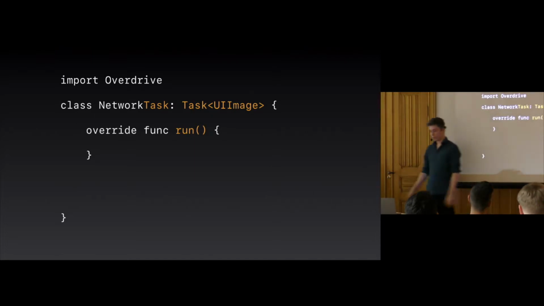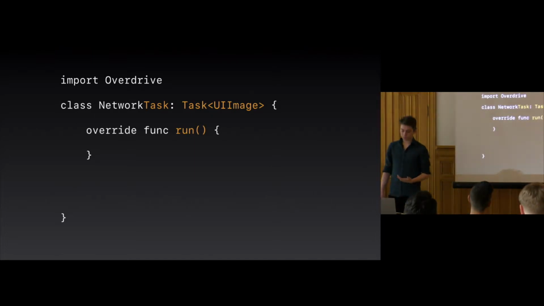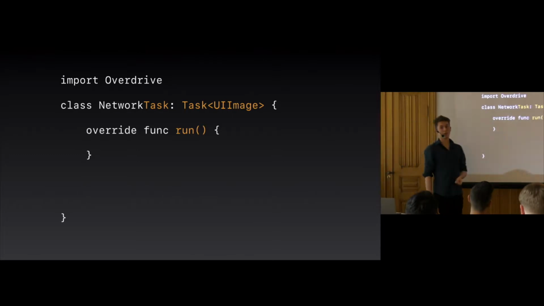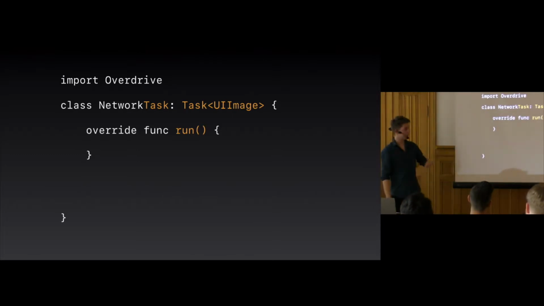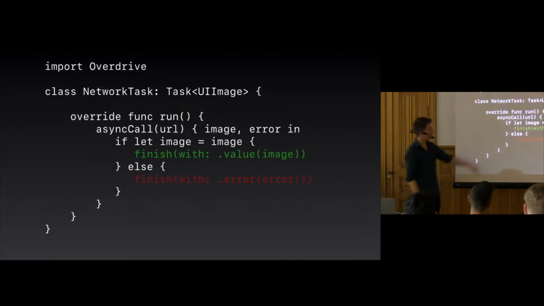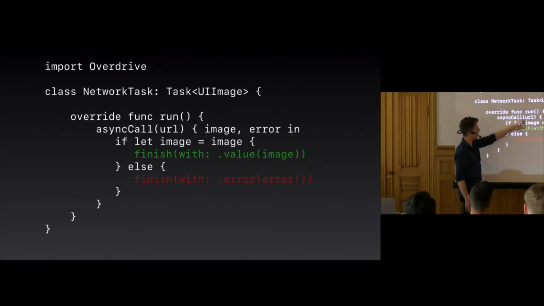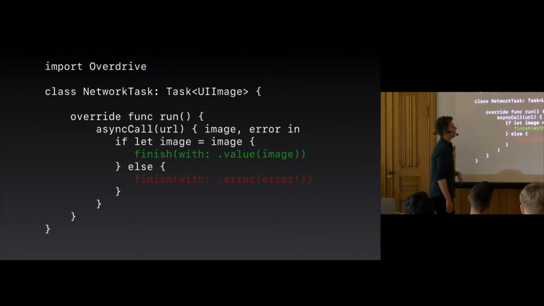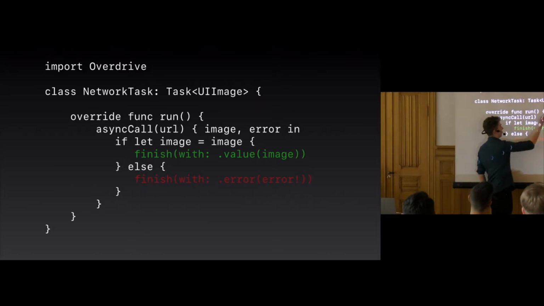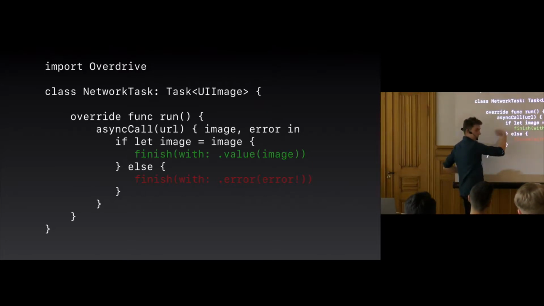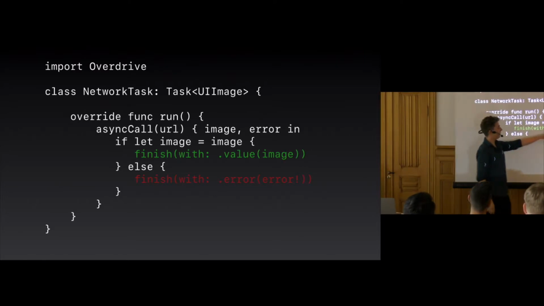Pretty simple. So let's say that in this network task we want to fetch an image asynchronously. How do we do that? We can just wrap an asynchronous block here. So let's say we have some async call which takes a URL as a parameter, and we get returned an image and an error. And this is just a pure example. If we want to finish and we got that image, we can just use finish with value image.